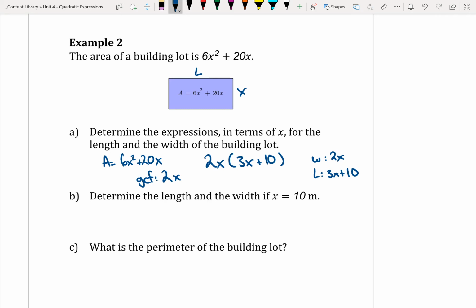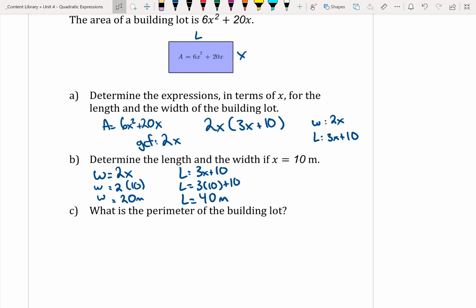So for B, I want to determine the length and the width if x equals 10. So what we're doing here is we're subbing in our value for x. So my width is 2x, or 2 times 10. So my width is actually 20 meters. My length, 3x plus 10, or 3 times 10 plus 10, which works out to 40 meters. So those are what my actual length and width are if x equals 10 meters.